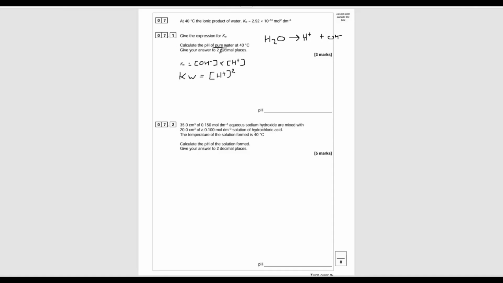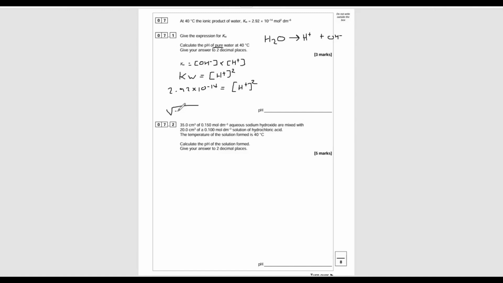So now we want to find the pH. So what we're going to do is go, well, if 2.92 times 10 to the minus 14, which is our KW, is equal to H plus squared, then what we want to do is get rid of the square so that we just isolate H plus on itself.